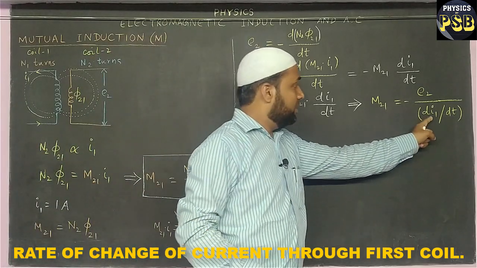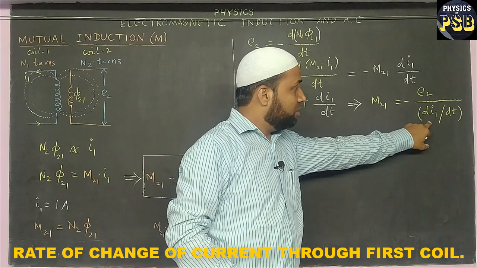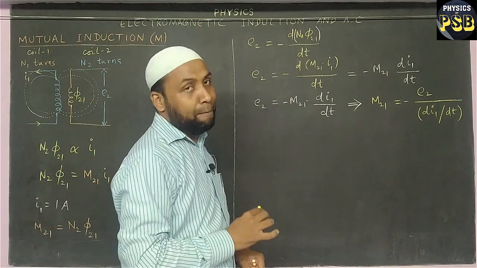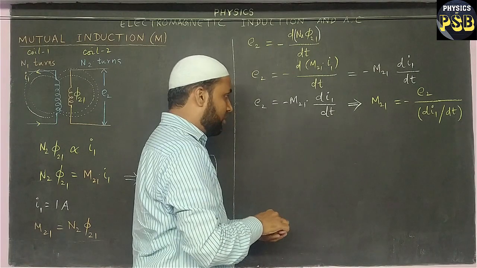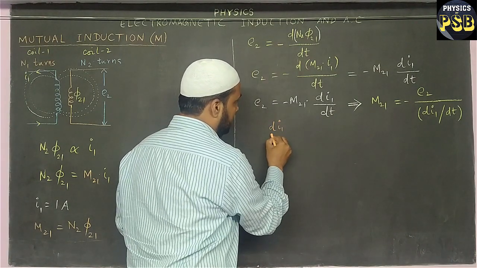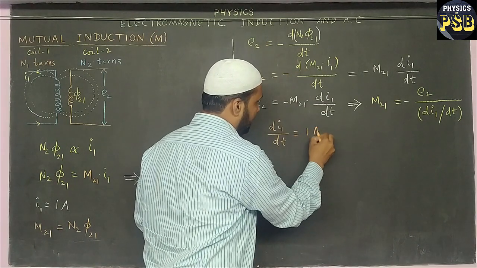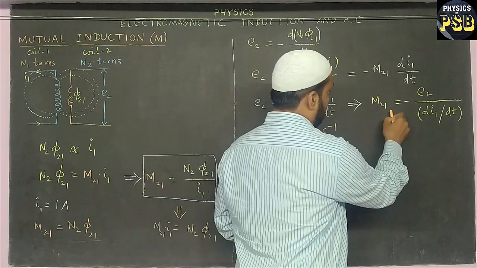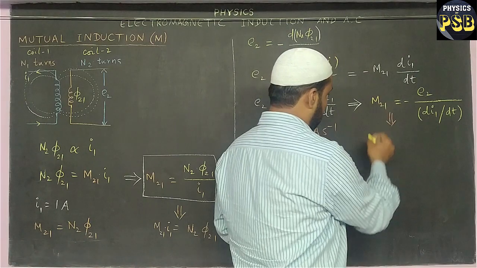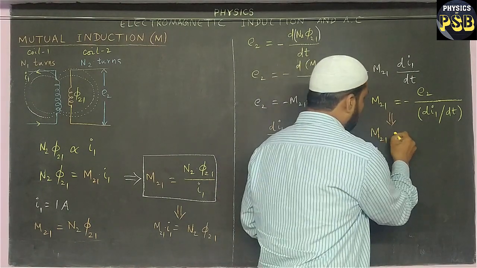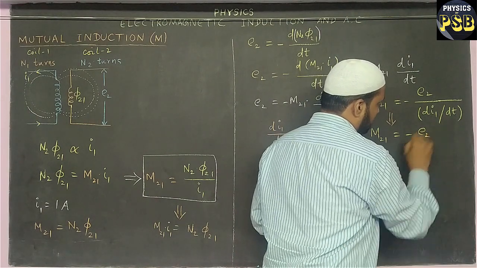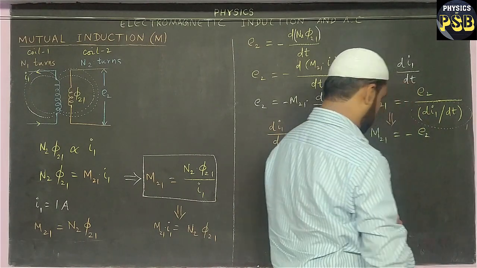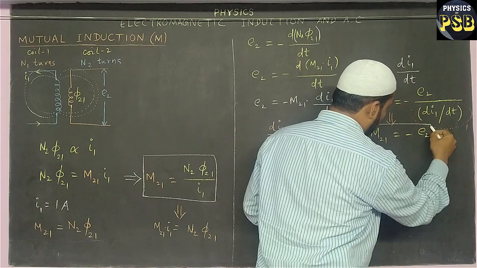I say that DI1 upon DT, the rate of flow of current through the first coil, if it is equal to 1 ampere per second, if I consider the value of DI1 upon DT equals to 1 ampere per second, then this equation will become something like this. Now M21 will become equal to minus E2 when it is equal to 1. Clear? So I get this new equation.